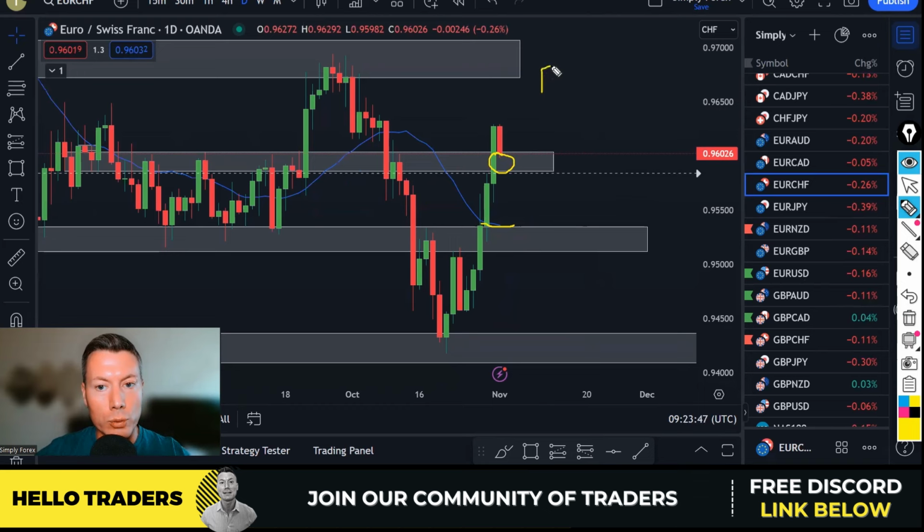So then Euro Swiss franc ticks enough boxes, and I just write Euro Swiss franc on my little notebook that I use, guys. And I put this Euro Swiss franc buys. I am allowed to buy this pair today.